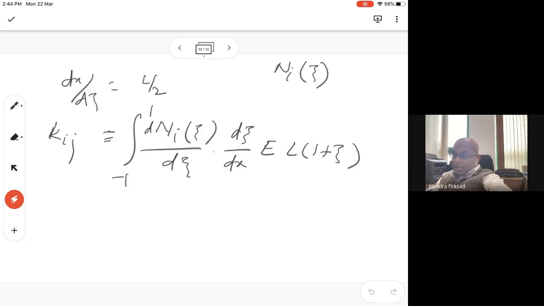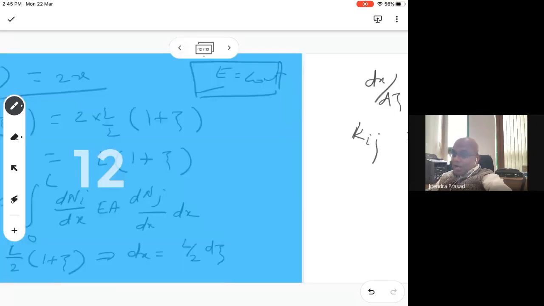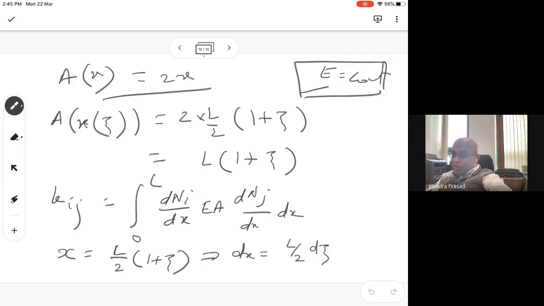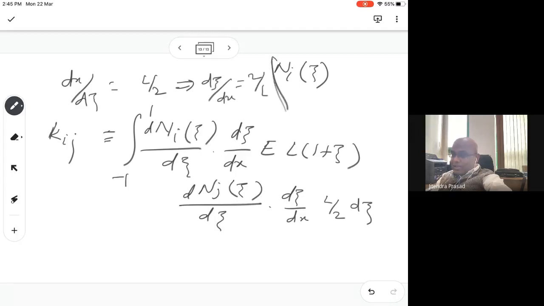Similarly, we get dN_i/dξ multiplied by dξ/dx, and then we have dx, and we know dx equals L/2 dξ. So we write L/2 dξ. Now see this, dx/dξ equals L/2, and that really means that dξ/dx will be equal to 2/L, right?